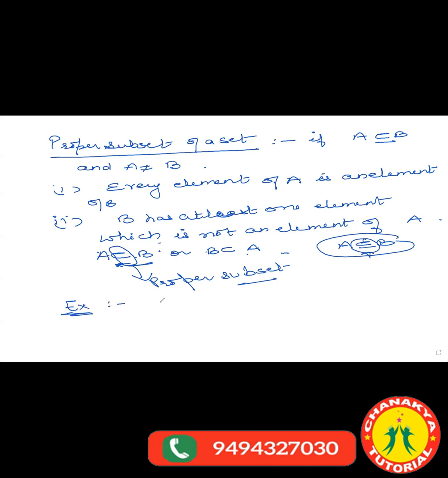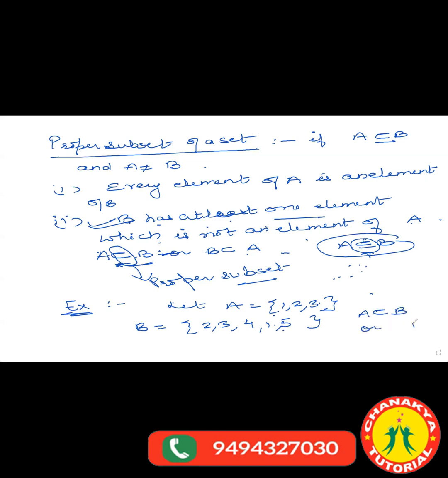For example, we will understand more by taking an example. Let A be equal to 1, 2, 3 and B equal to 2, 3, 4, 1, 5. Now children, if you observe, A is a subset of B, the elements of A lie in B. And see this second condition: B has at least one element which is not an element of A. So we have satisfied these two conditions. Therefore A is a proper subset of B. Clear, beta?